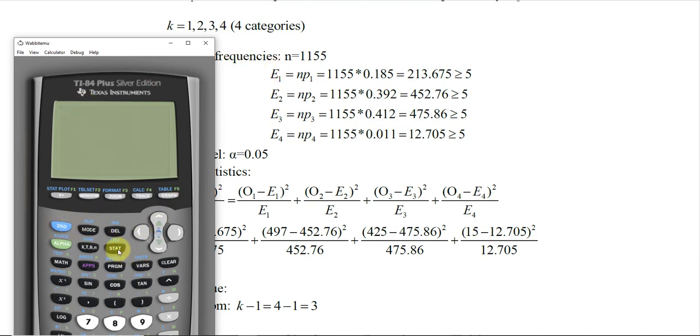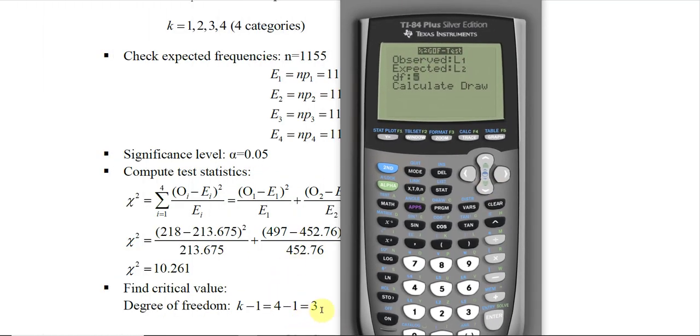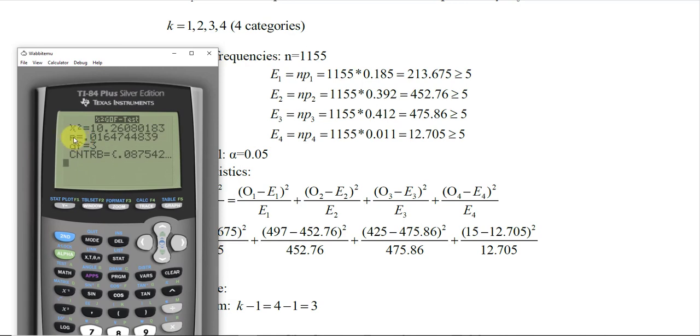Now let's go back to stat, test, the goodness of fit test for the chi-square. Observed is L1, expected is L2. The degrees of freedom we saw here is 3. And then you hit calculate. Now it displays everything for you, including the p-value. The p-value in this case is 0.016. If you round it to two decimal places, it's 0.02, right?